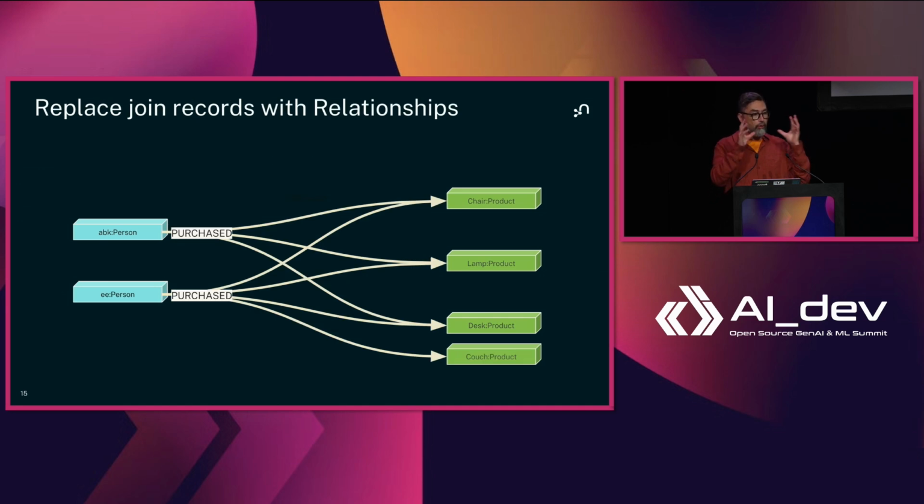But now, for all the join table records, in a graph, you just replace those with actual data records that are called relationships. And relationships, of course, connect two different things together. How are these two things related? So we've got ABK, who's a person who's purchased some products. We've got EE, who's a person who also purchased some products. Same data representation, just in a different format. Now it's represented as a graph.